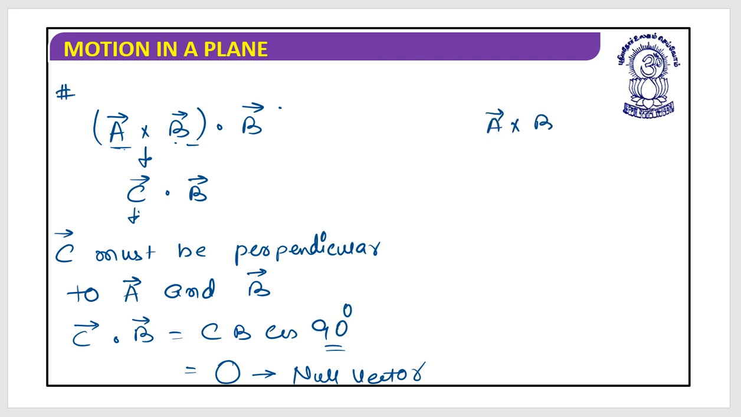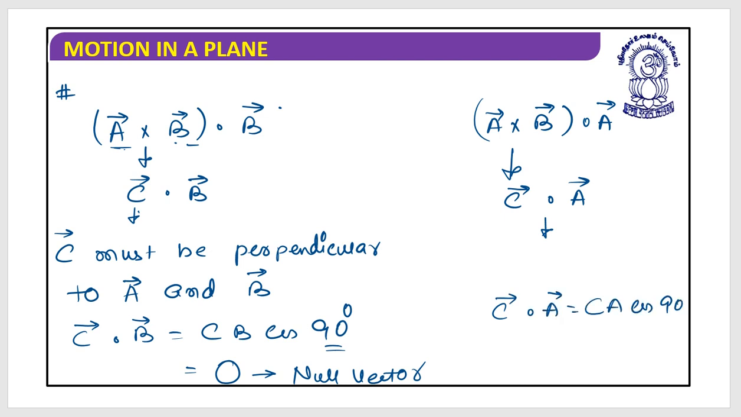Suppose it is A cross B dot vector A. So this would be vector C dot vector A. As I know, C must be perpendicular to A and B. So if I multiply this, it's C dot A, which will give me CA cos 90 degrees. And as it is CA cos 90 degrees, it would be 0, which will give me a null vector. I hope this is clear.